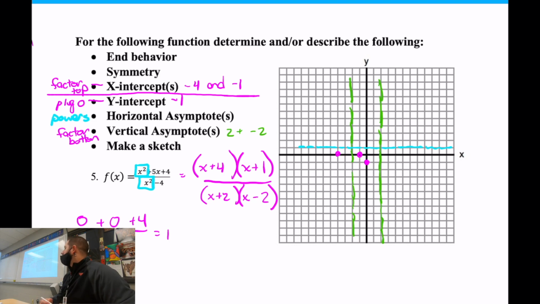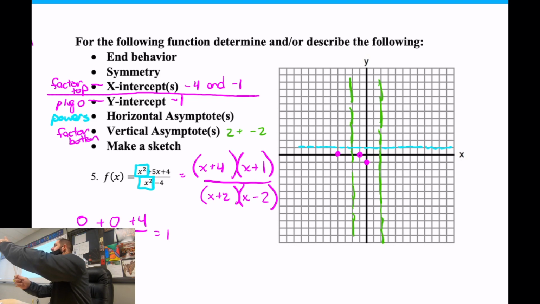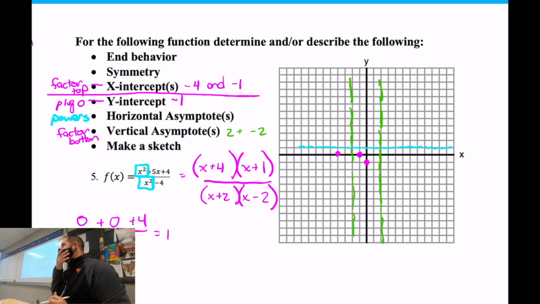Same powers, bottom is bigger. It's not just because the powers are the same, it's because the leading number is divided to make 1. Like x squared and x squared, it was 1 over 1. So if this was a 3x squared out front, it'd be 3, because it's 3 over 1.